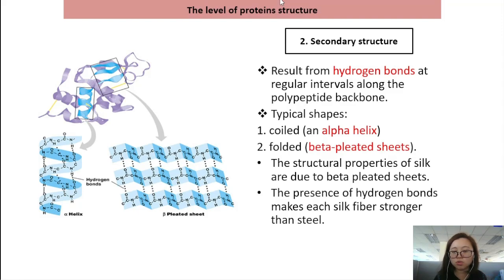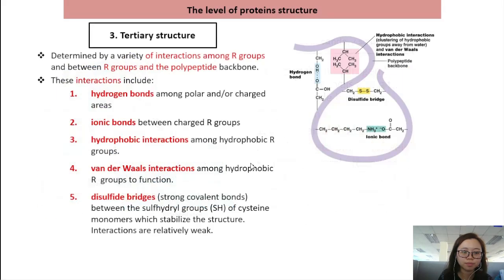So kain sutra tu walaupun dia nampak macam lembut, senang mapegang, tapi dia actually sangat tahan, very durable, strong, because of these hydrogen bonds. And yes, silk is a type of protein. Okay, so sini saya ada bulatkan mana yang ada hydrogen bond. All these dotted lines are also hydrogen bond.